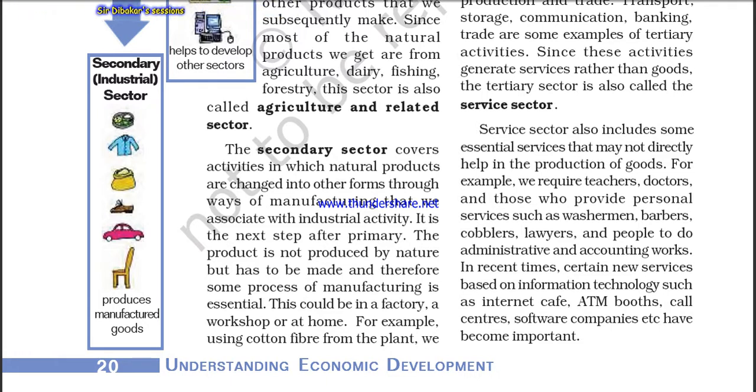Now we have another set of classification, as I told you earlier: classification on the basis of the condition of workers. What are these? Organized and unorganized sectors. What is an organized sector? The organized sector covers those enterprises where the term of employment is regular. They are registered by the government.